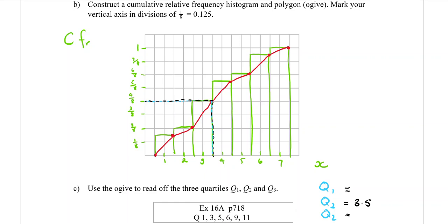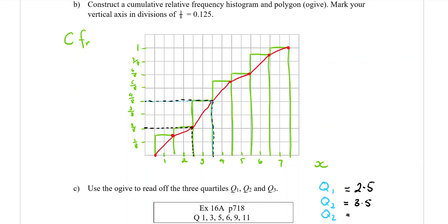If I want the lower quartile and the upper quartile, I have to halve the lower end to find the lower quartile, halve the upper end for the upper quartile. So this is 0.5. When I halve that again, it's going to be 0.25 or 2/8. So I'm going to draw my dotted line across. Again, it's right in the corner and down. And so my lower quartile is going to be 2.5.